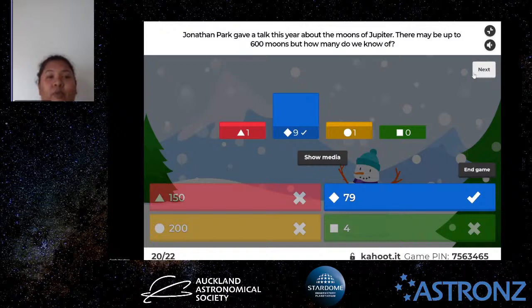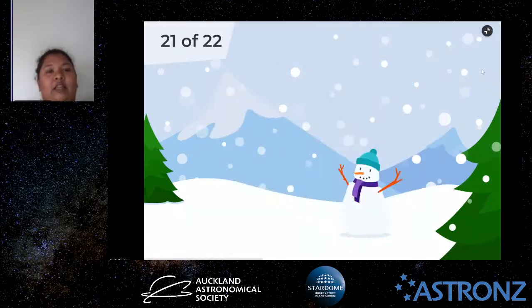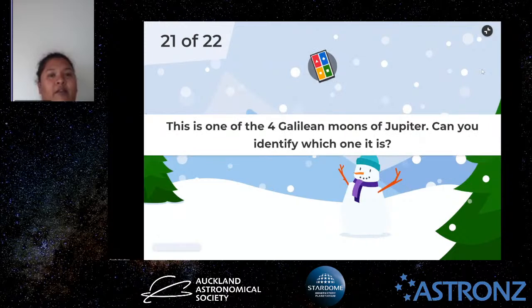Awesome job. Jupiter does have officially 79 moons that we know of, but like Jonathan said, there might be a lot more out there that we just haven't catalogued. Let's keep going. All right, the leaderboard has not changed. Let's move on to question 21.